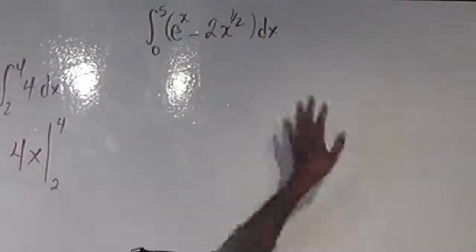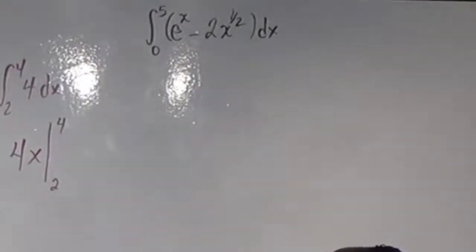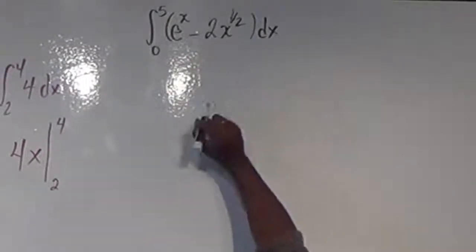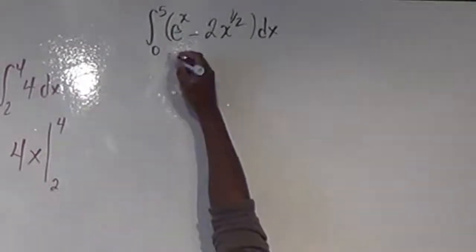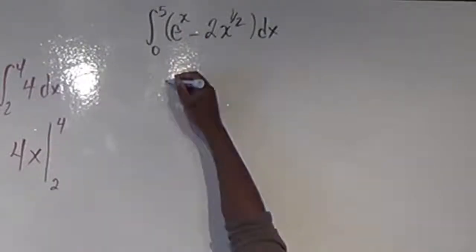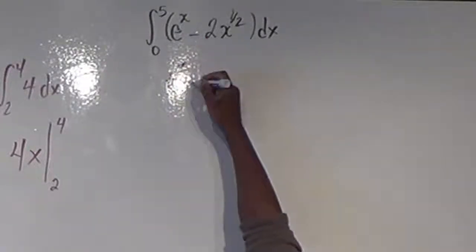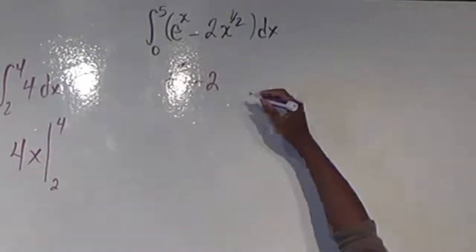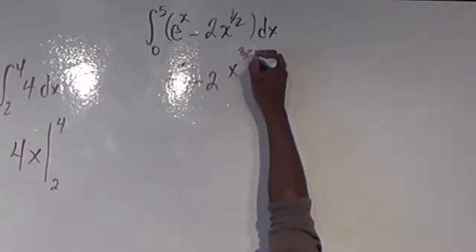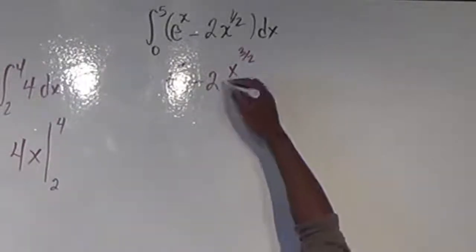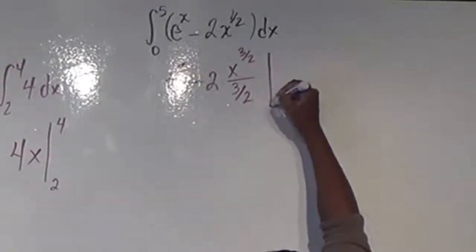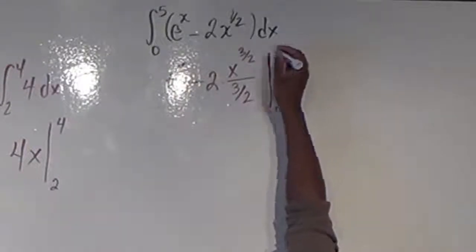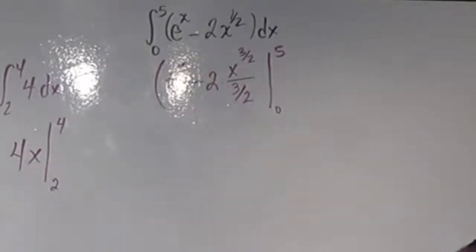Okay. Here we can do the same thing. So looking at the integral from 0 to 5, e to the x minus 2x to the 1/2 dx. So again, I can think I'm going to take my antiderivative, which is just going to be e to the x minus 2 times the antiderivative of x to the 1/2. So again, we'll add 1 to the exponent, divide by the new exponent. I want to evaluate that whole thing from 0 to 5.